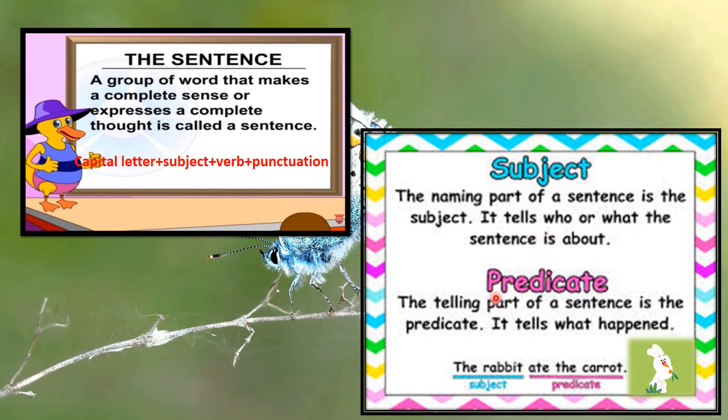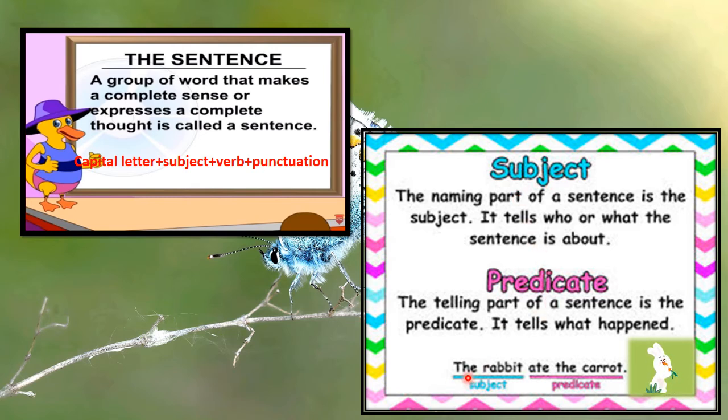Now, predicate. The predicate is the telling part of a sentence. Predicate means the verb part. It tells us what happened, or what action is going on. So this is the telling part, the what-doing part. The subject is the naming part. The predicate is the doing part.